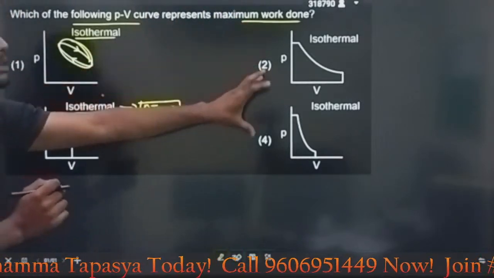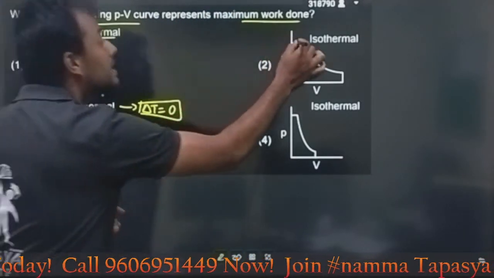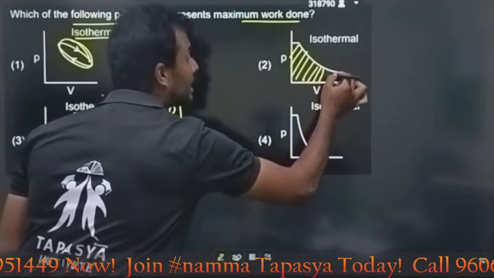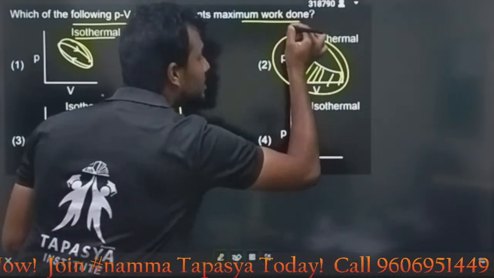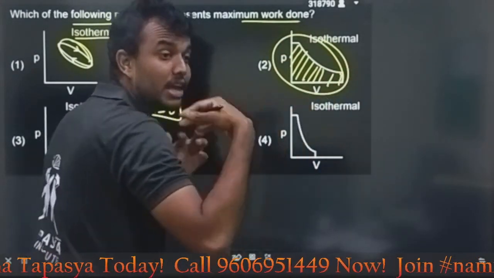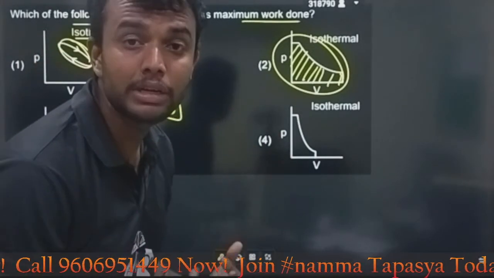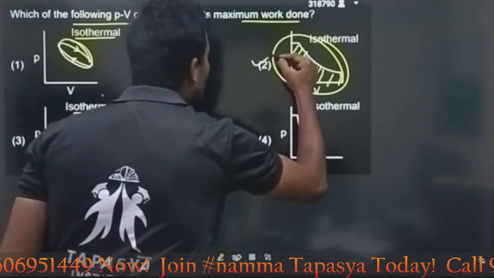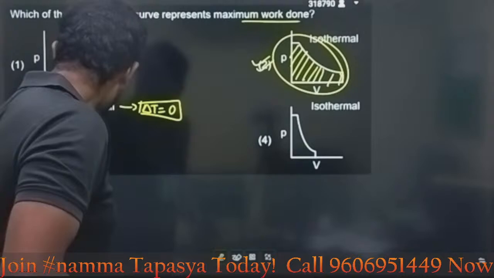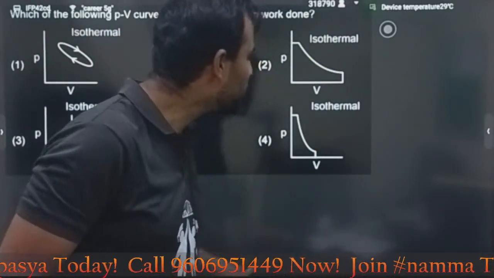If you solve all four graphs, the second graph is there now. This area is more. Correct? This curve, especially the PV curve of the second option, the isothermal process, has more area. More area means more work done. More area means what, my dear students? More work done. Then the answer is option B. I hope it's clear. Option B is the correct answer for the first question. Very easy question. Let's move to the second question.